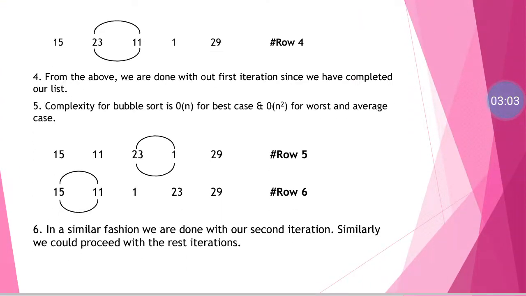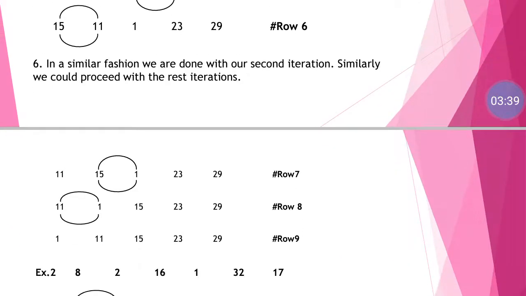Coming to row 4, 0th and first element, obviously 15 and 23, no sort of swapping is required. First and second element, 23 and 11, obviously it is required, so 11 comes to first position, 23 comes to second position, and so on. And 23 is compared with 1 in row 5, so obviously 1 should precede 23, so 1 comes to second position and 23 comes to third position. And finally in row 6, 23 and 29 will be compared, but no swapping is required, so we have come to the end of the list. So here the second iteration is over.